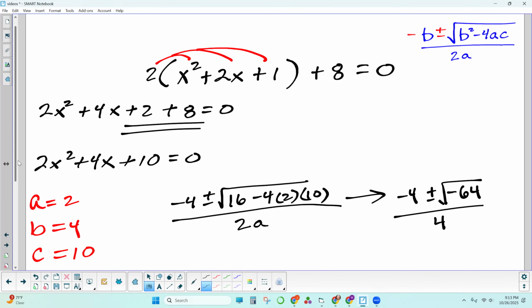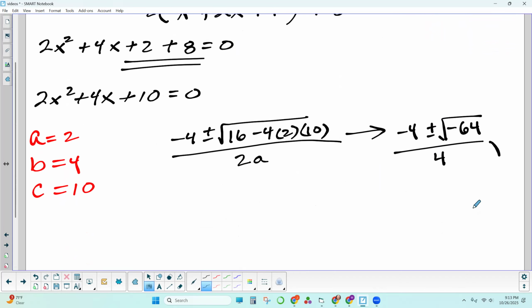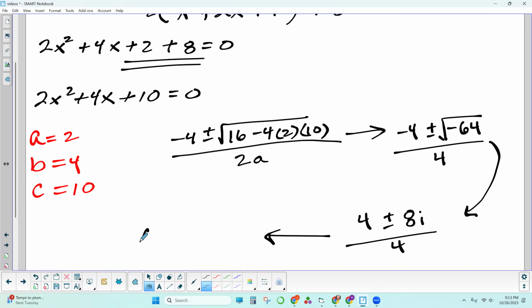All right. Next thing we need to do is simplify that radical. So I'm going to pull out an i, and that's a perfect square, so that's just 8i. All right, and lastly, I'm going to factor out a 4 out of all the terms here. So that's going to give me x equals 1 plus or minus 2i. And that is my solution set. All right, let's look at one more example here.